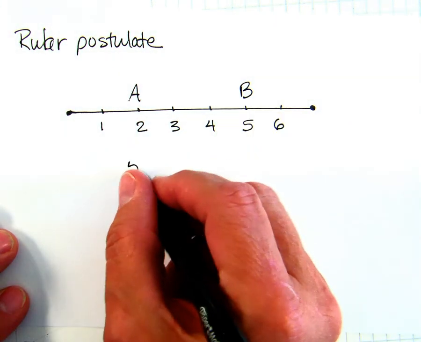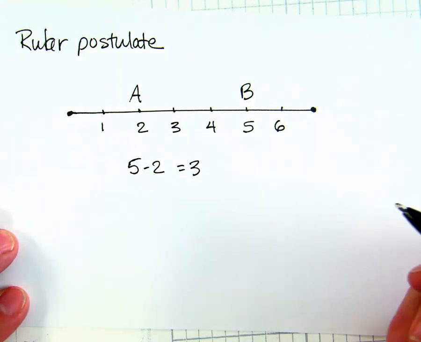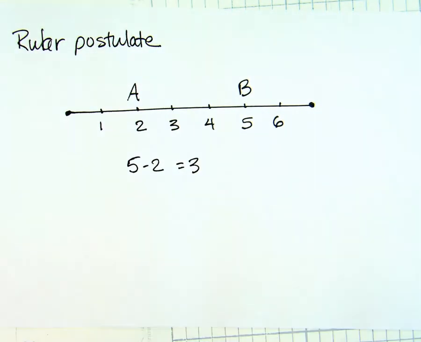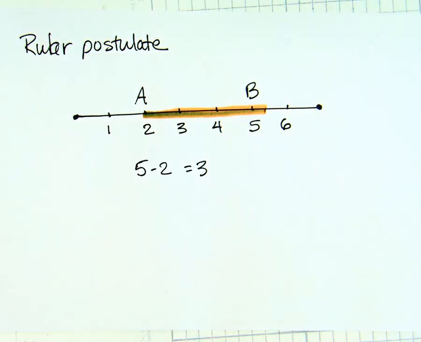Here, I would choose a larger number, do 5 minus 2, and get 3, and know that the distance from A to B is 3. So that would mean that the distance from A to B, or the length of that segment going there, is 3.